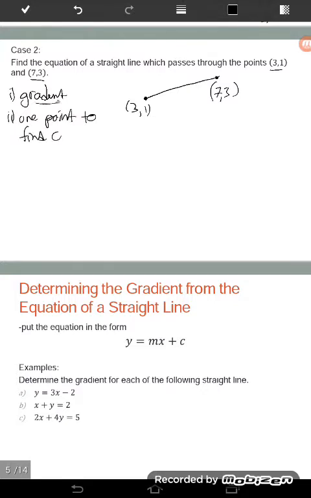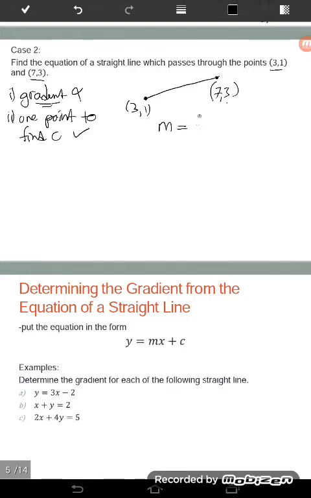So we have the gradient, this one is not given. And this one, 1 point to find C, this one is given. We want 1 point, but they give 2 points. So first we need to find the gradient, because the gradient is not given. Since we have 2 points, we can find the gradient.